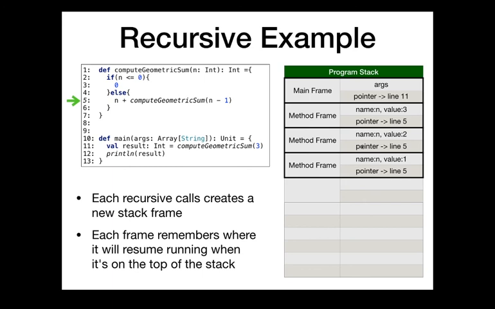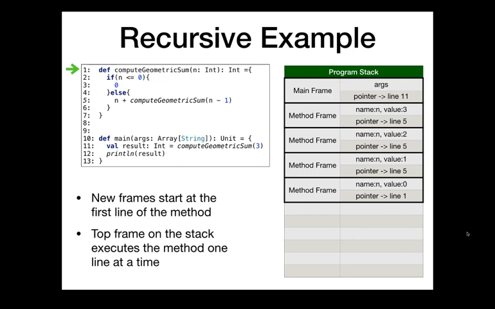Each one of these frames is assuming that this compute geometric sum is going to return the correct value for its input, and they're all sitting there just waiting on line 5 to see if they're going to get the right input. So let's put this next frame on the stack. We have an input of 0. Each frame is going to start at the beginning of the method, starting with the parameter, assigning that parameter the value of the argument, 0 in this case.